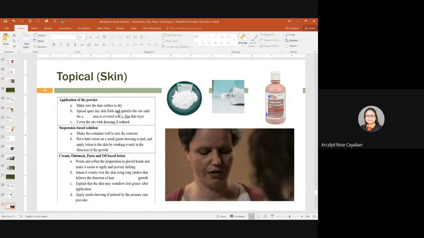Spread apart any folds or sprinkle the site until the area is covered with a fine, thin layer of the powdered medication. If there's a need to cover the site with dressing, then you can cover also. Number 2, we can use what we call suspension-based solution. An example of this is your calamine lotion.